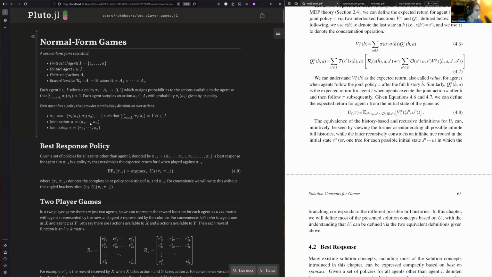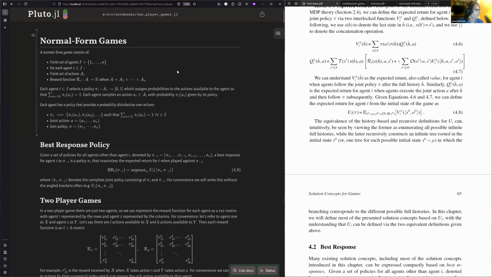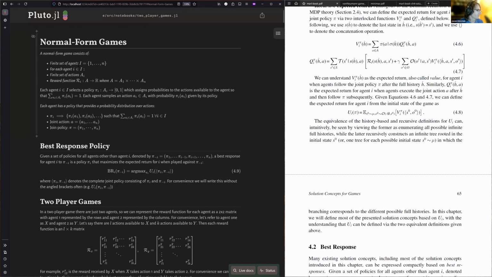So the joint action will be this collection of all the actions selected by all the n agents. And then the joint policy is just going to be a list of all of these vectors of probabilities for each agent. Now, the first concept that we have, and I'm going to show a concrete example of a very small game so we can actually see what all these equations look like. Because right now there's just a bunch of subscripts and it's a little confusing.